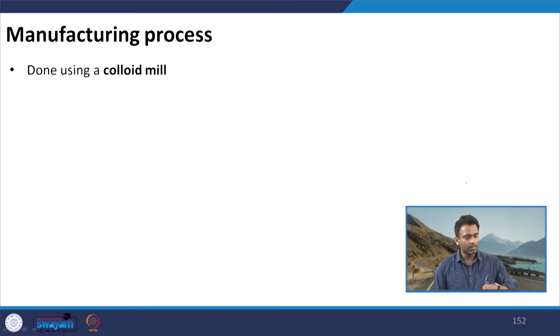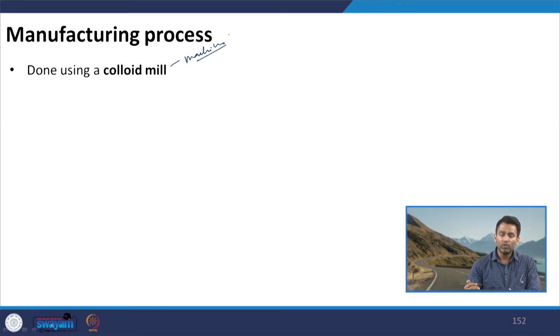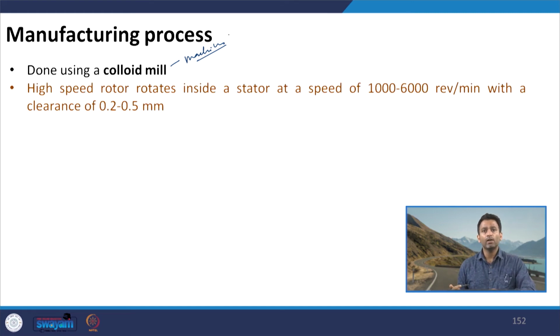Okay, so let us talk about the manufacturing process, how these bitumen particles finally get dispersed inside the aqueous medium. This process takes place inside a colloid mill. Now what is a colloid mill? A colloid mill is basically a machine which is used to reduce the particle size of any solid which is kept in suspension inside a liquid, or it can also be a liquid which is kept in suspension inside another liquid. Alright, so this is done inside a colloid mill.